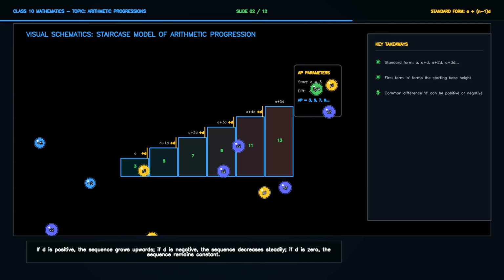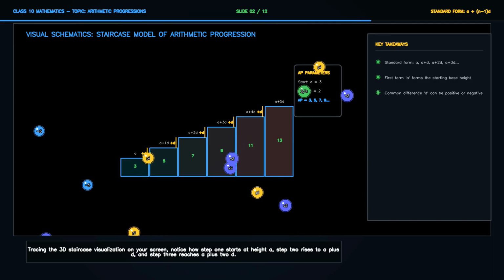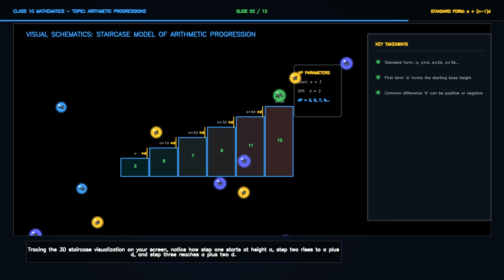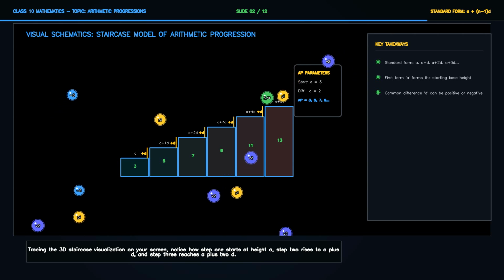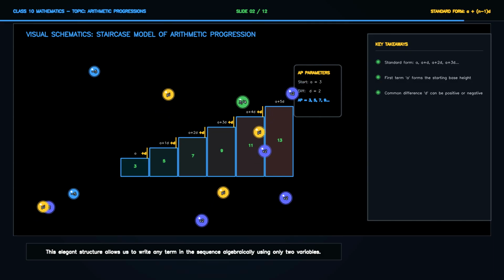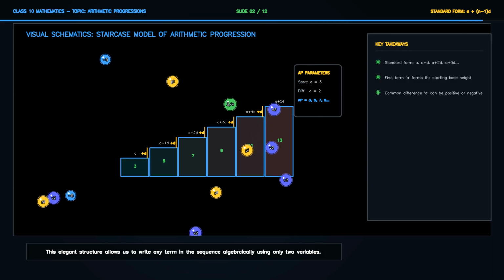Tracing the 3D staircase visualization on your screen, notice how step 1 starts at height a, step 2 rises to a plus d, and step 3 reaches a plus 2d. This elegant structure allows us to write any term in the sequence algebraically using only two variables.